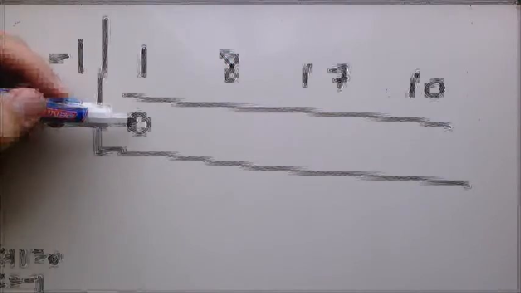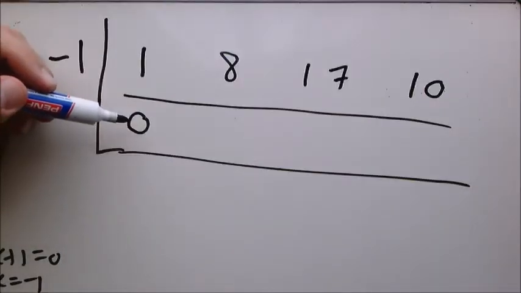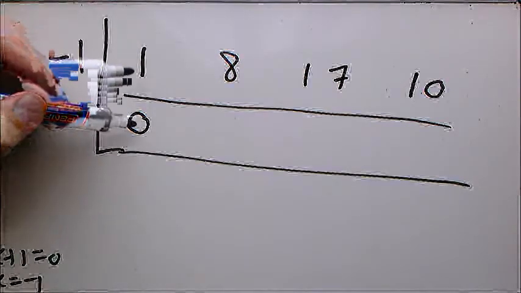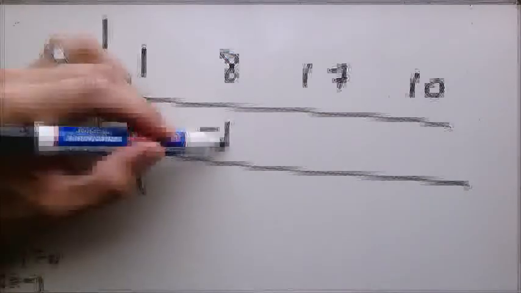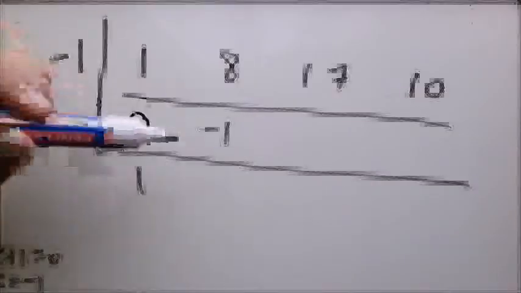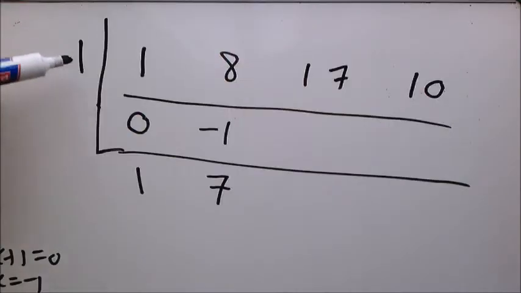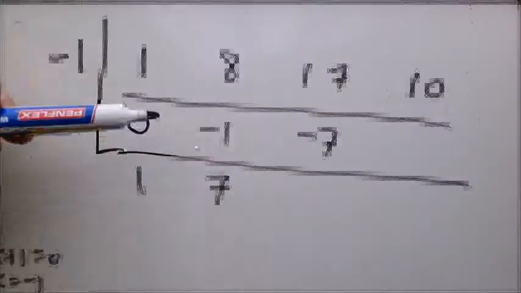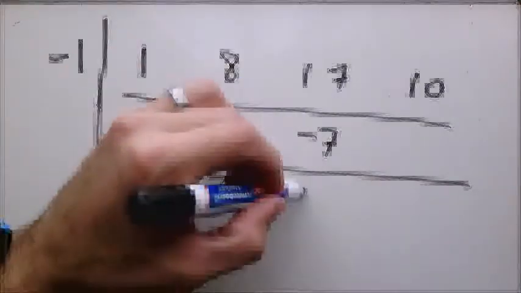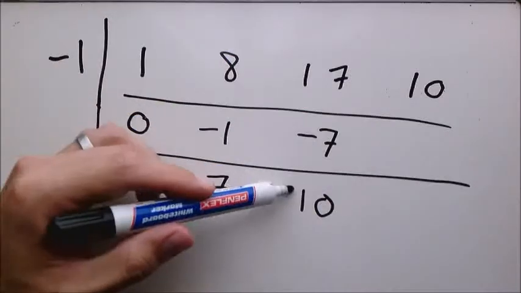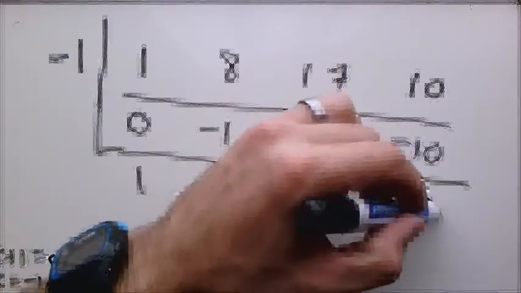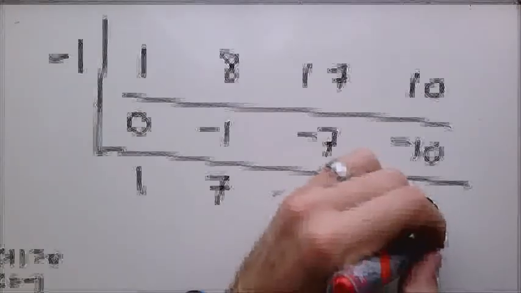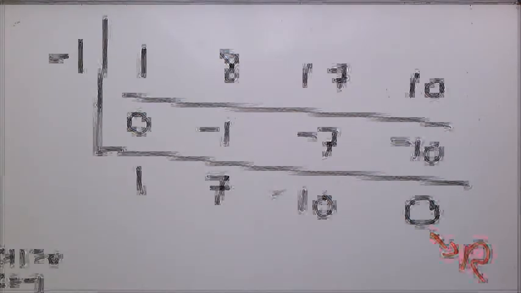And then you say 1 plus, and this is now the second difference with synthetic division. We are adding, we're not subtracting. So it's 1 plus 0 equals 1. Now I say negative 1 times 1 is negative 1. 8 plus negative 1 is 7. Negative 1 times 7 is negative 7. 17 plus a negative 7 is 10. Negative 1 times 10 equals negative 10. 10 plus a negative 10 is 0. And you will see this is our remainder. If that is a 0, it's a factor.